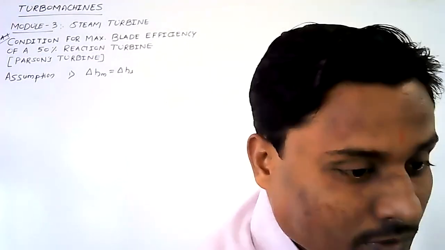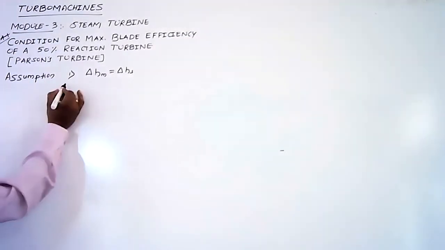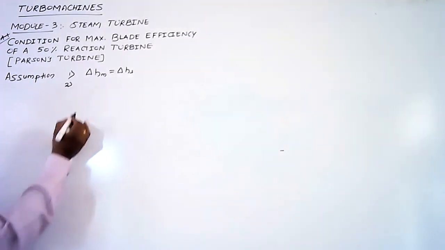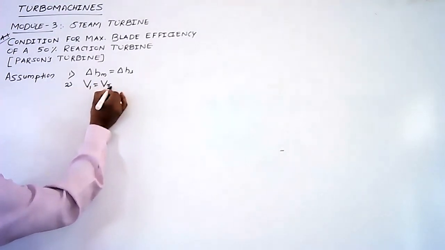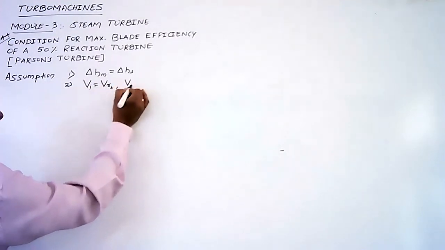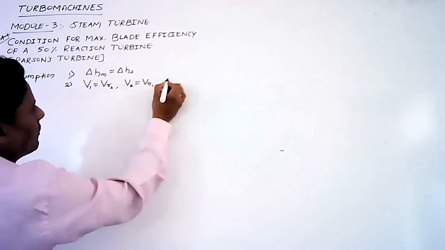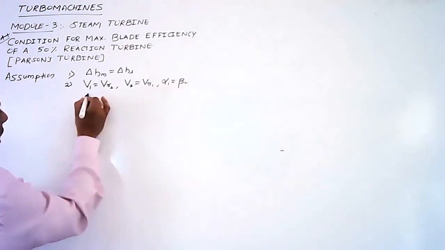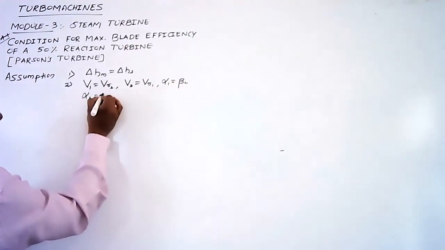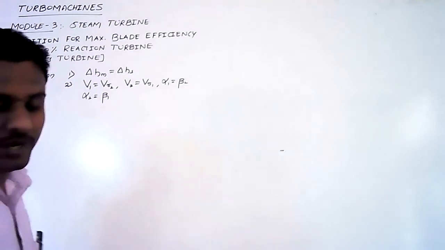Let's go to the next. The next important assumption in the 50% reaction turbine is that V1 must equal Vr2, V2 must equal Vr1, alpha 1 equals beta 2, and alpha 2 equals beta 1. This is a necessary condition for a 50% reaction turbine.